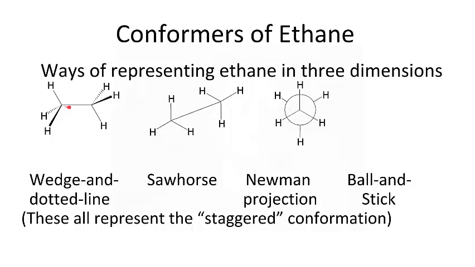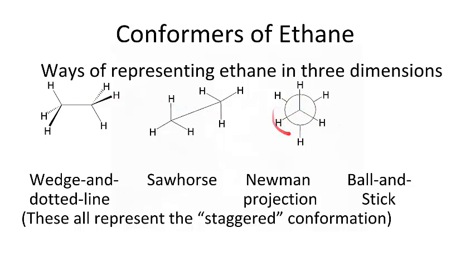Notice that here's a carbon, and we have the traditional tetrahedral structure. This is what's called a wedge and dotted line diagram for obvious reasons. This is what's called a sawhorse diagram, maybe for obvious reasons, maybe not. But notice again that this is essentially the same as that, just looking at it from a slightly different angle.